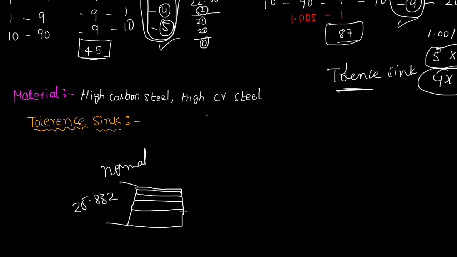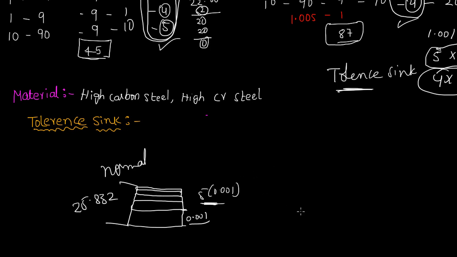That means each and everything has some tolerance limits, like 0.001. I am taking an example only. If each gauge has 0.001 mm of tolerance, then the total tolerance sink will add up to 5 times 0.001, and that is relatively higher.